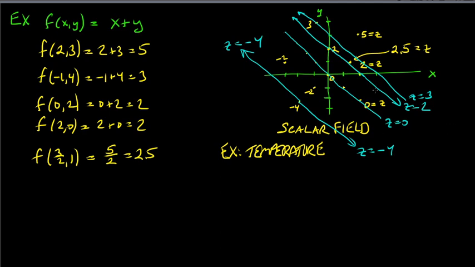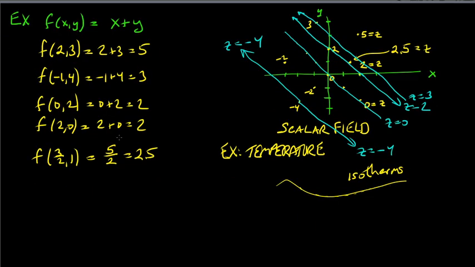If you think of a map of the United States, in New York City you have one temperature, in Los Angeles you'll have another temperature, and in Chicago you'll have a different temperature. So every location has a different temperature, right? So that's a good example of a scalar field. And those curves where you have the same temperature, those are called isotherms, because every point has the same temperature.